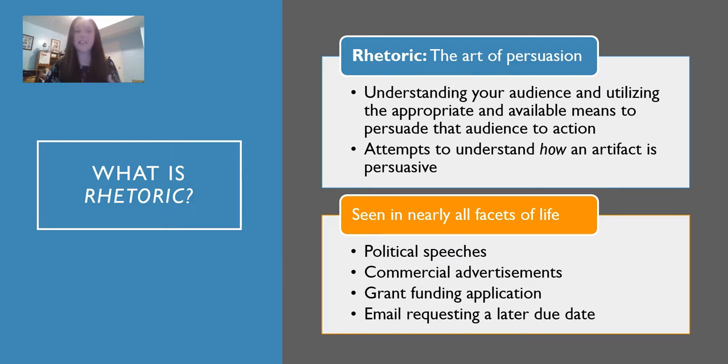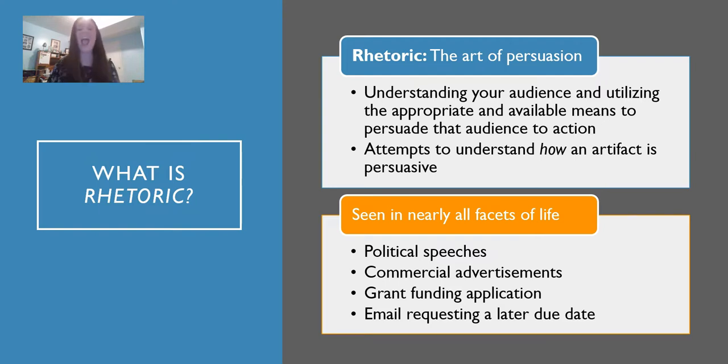Now, when we break rhetoric down a little further and explore exactly what it means, it's understanding your audience and utilizing the appropriate and available means to persuade that audience to action. Also, in performing a rhetorical analysis, it's an attempt to understand how an artifact is persuasive. Exactly what is the speaker or the writer doing in order to get the audience to accept their way of thinking or encourage them to perform the action that the speaker or the writer wants.